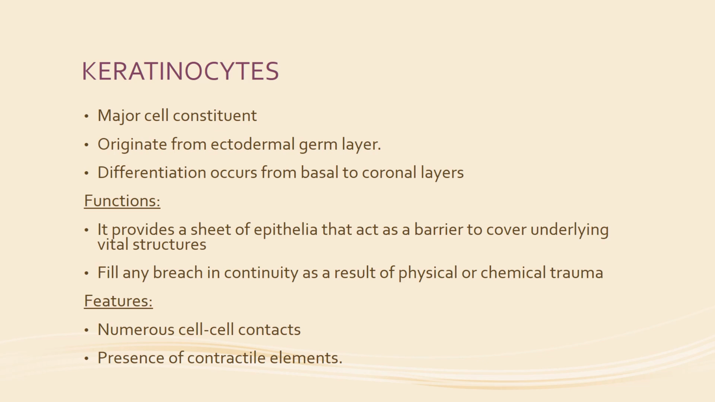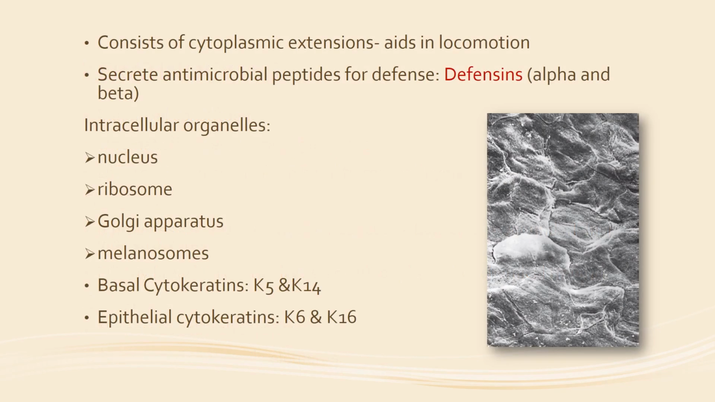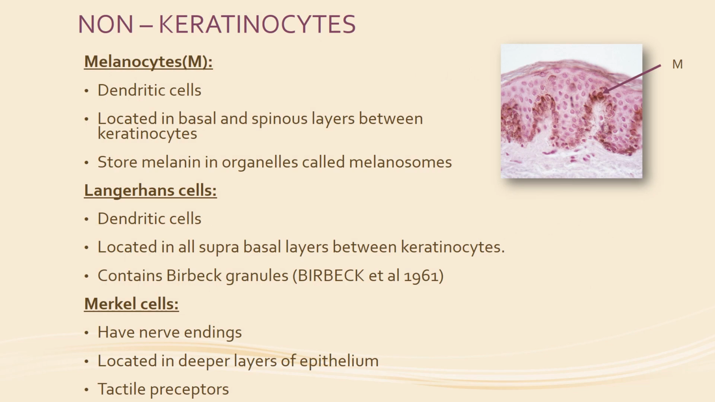It features numerous cell-to-cell contacts and the presence of contractile elements. It also consists of cytoplasmic extensions which aid in locomotion. They secrete antimicrobial peptides for defense called defensins alpha and beta. The intracellular organelles are nucleus, ribosome, Golgi apparatus, melanosomes, and basal cytokeratins such as K5 and K14, and epithelial cytokeratins K6 and K16.